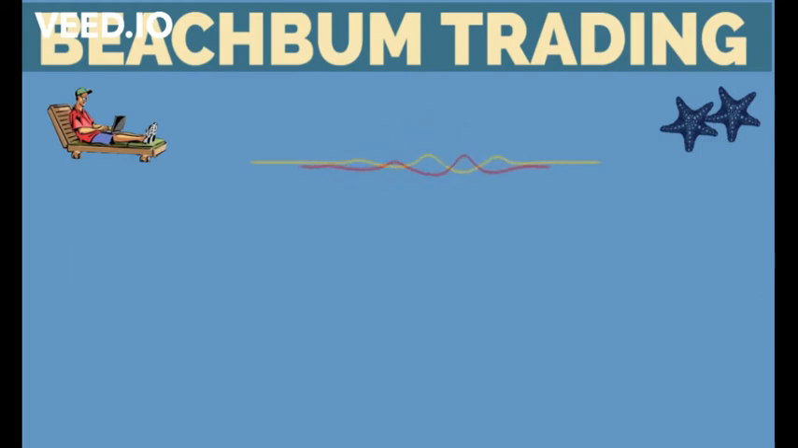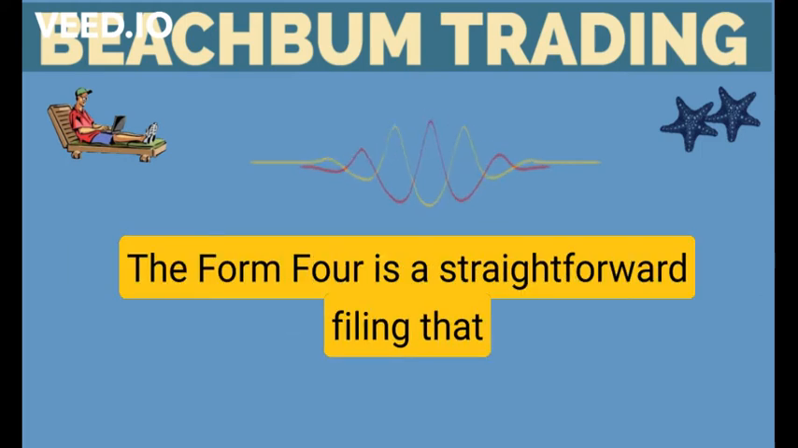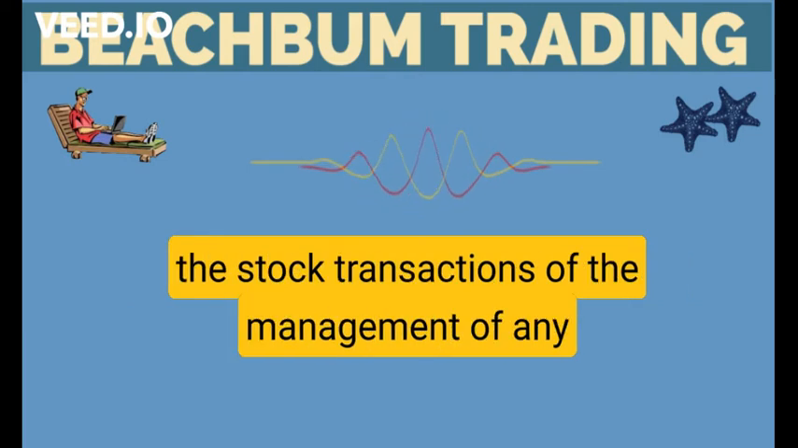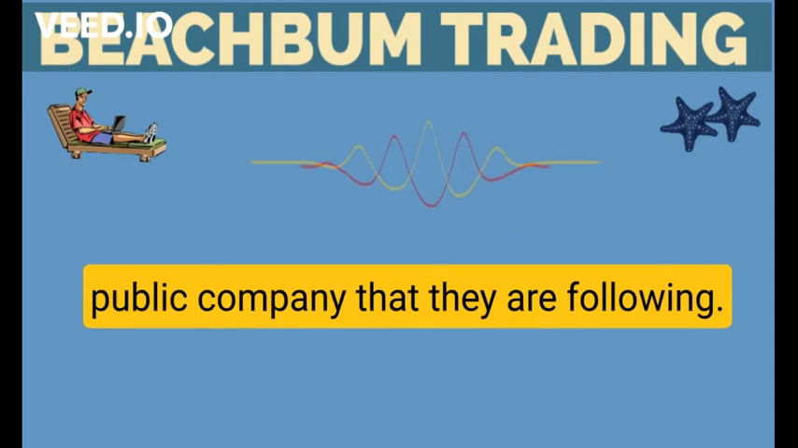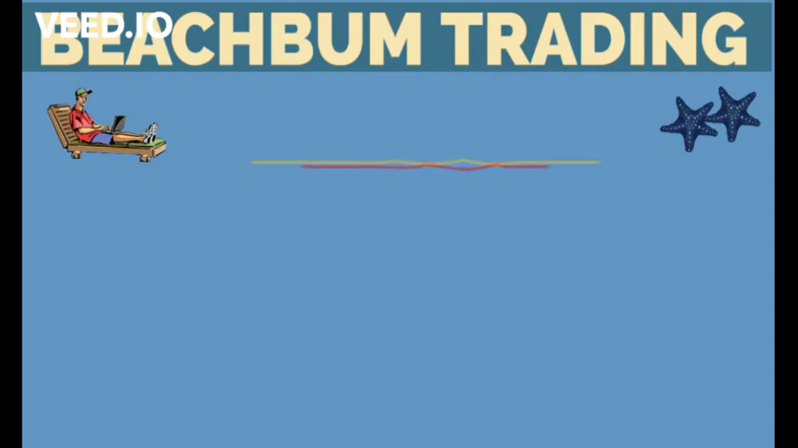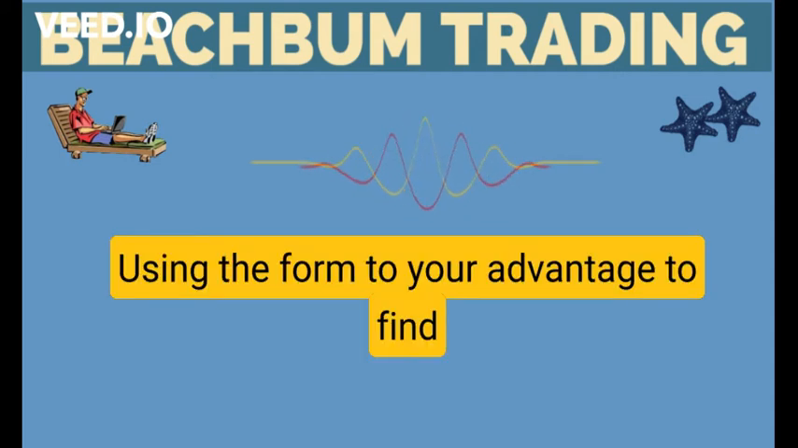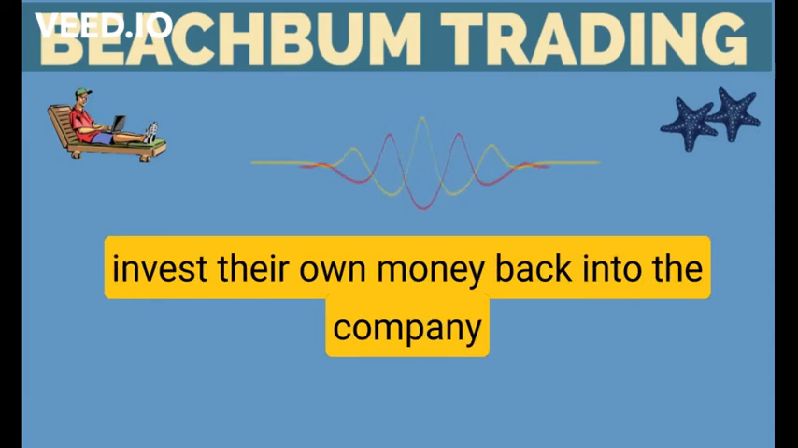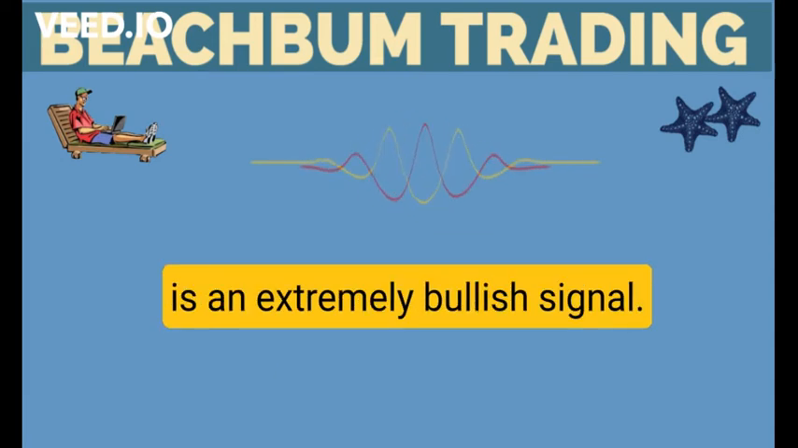As a side note, this is a great way to be aware of when your company files a 10K, 10Q, or 8K. Final thoughts. The Form 4 is a straightforward filing that allows the average investor to get insight into the stock transactions of the management of any public company that they are following. Using the form to your advantage to find companies that management has confidence in enough to invest their own money back into the company is an extremely bullish signal.